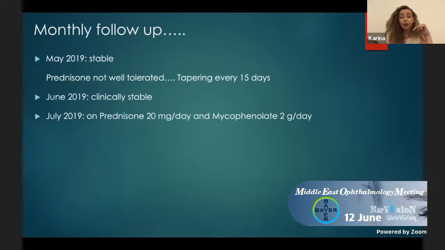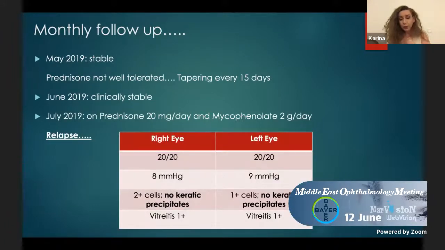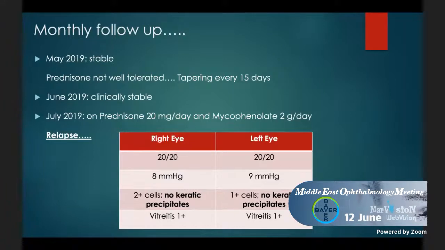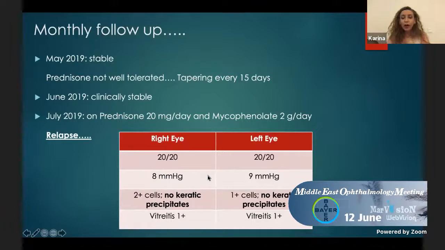And when she comes for her follow-up in July, while on 20 milligrams per day of prednisone and the same dose of mycophenolate, which is a very high dose, 2 grams per day, she has a relapse, okay? And this time, visual acuity was excellent, pressure was still low. Now she had cells in the anterior chamber, but no keratic precipitates in either eye, and vitritis, a new vitritis.